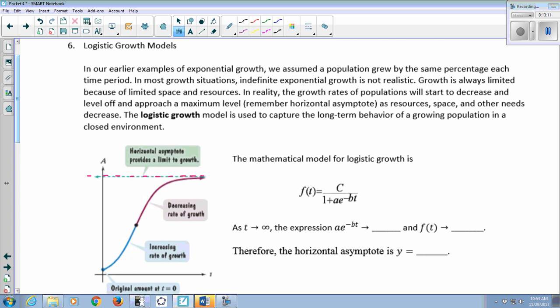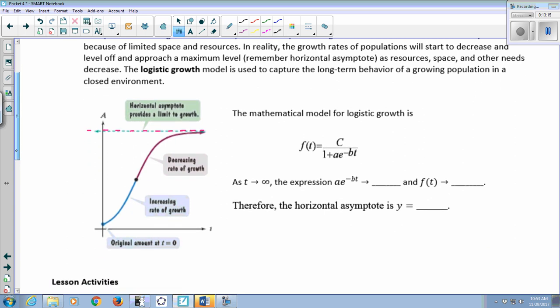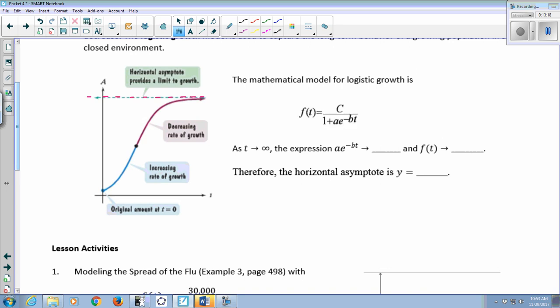It's used to capture the long-term behavior of a growing population in a closed environment. So the mathematical model for logistic growth is C over 1 plus A e to the negative bt. And we have a graph of a typical logistic function right here. Now, as t goes to infinity, look at a piece of the denominator, A e to the negative bt.